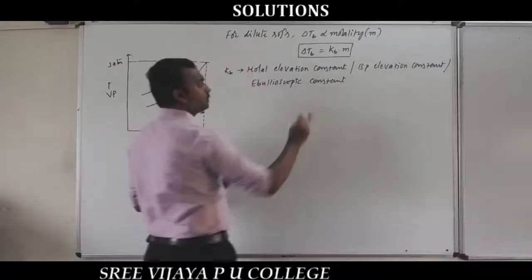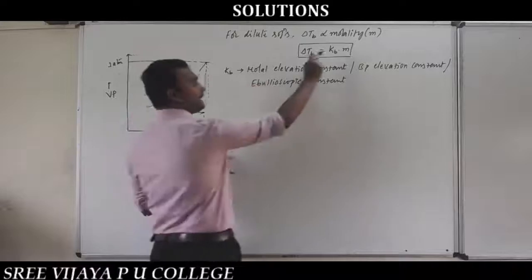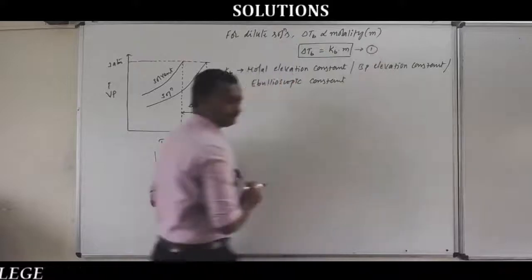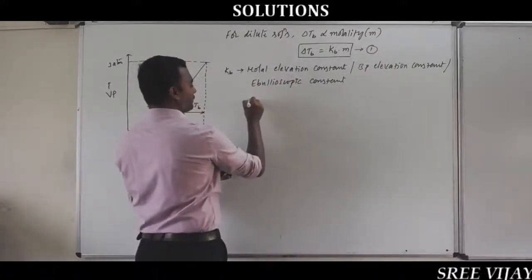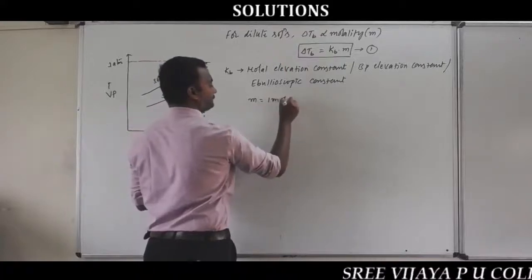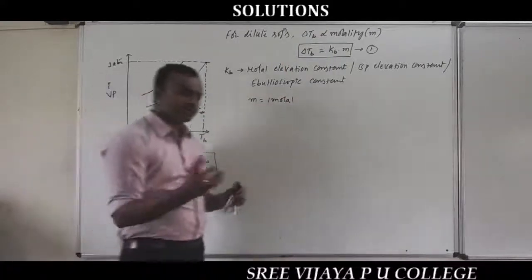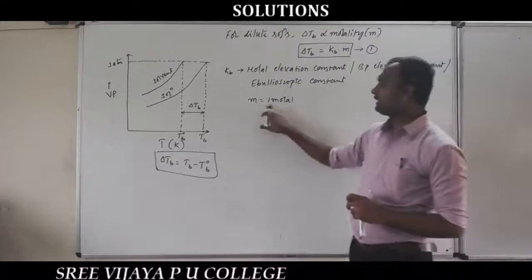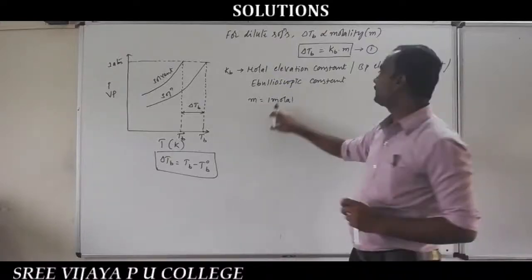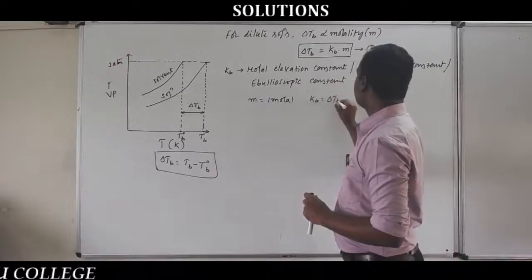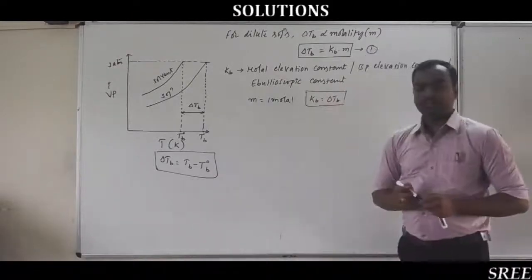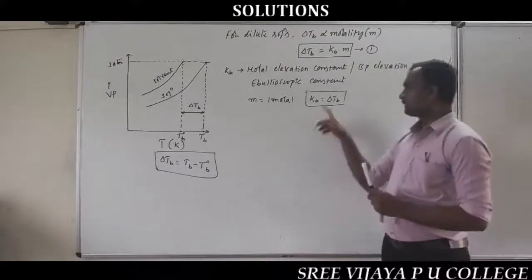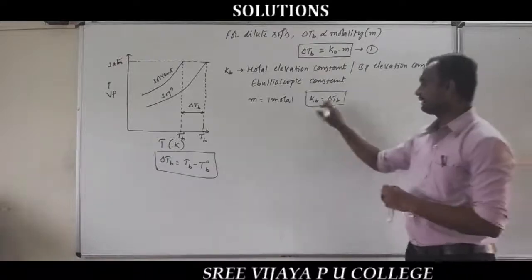So again, how to define this Kb? When asked to define Kb or the molal elevation constant, let me call this equation number 1. I am going to take the solution molality as 1 molal, which is nothing but 1 mole of solute dissolved in 1 kg of solvent. When you take the molality as 1, Kb becomes delta TB. Observe, m equal to 1 molal is 1 mole per kg. So Kb is equal to delta TB, and we have to define Kb.